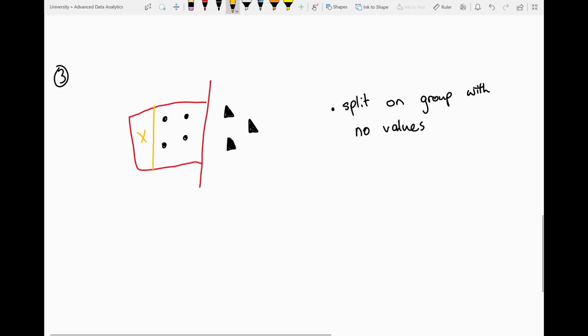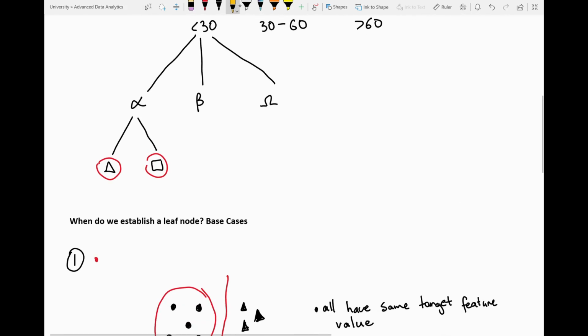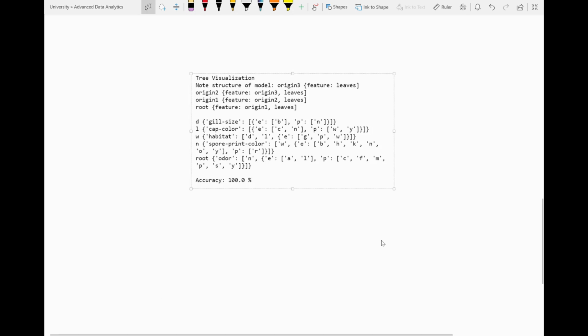And so what do we do there? Which feature do we use? What we do there is we use the parent target feature values as our main leaf node. So in this example, if we went down to triangle and triangle had nothing in it, we would use the feature value from alpha as our replacement for triangle.